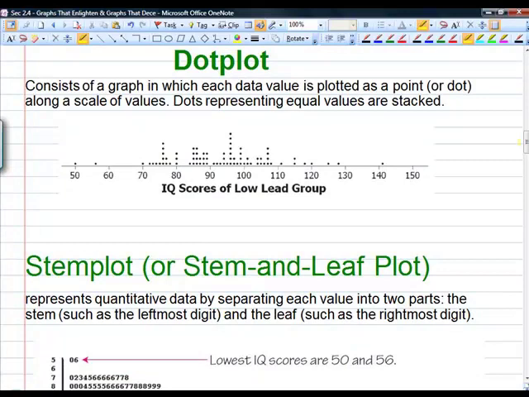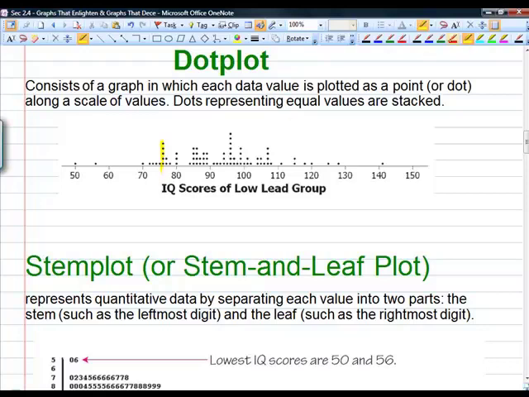A dot plot consists of a graph in which each data value is plotted as a point or a dot along a scale of values. Dots representing equal values are stacked. So whenever you see a stack like this, what that means is these dots right here, there's a total of 1, 2, 3, 4, 5 data values that were exactly the same. You just stack them up.